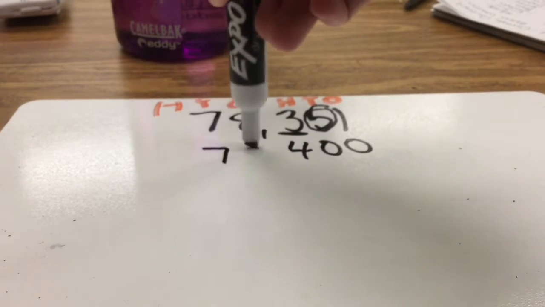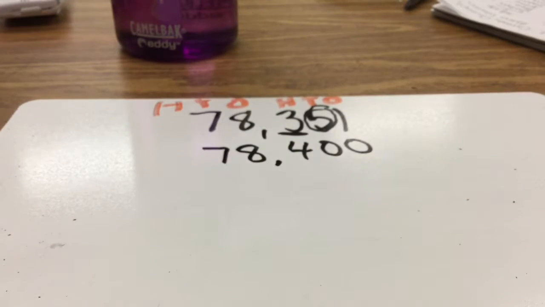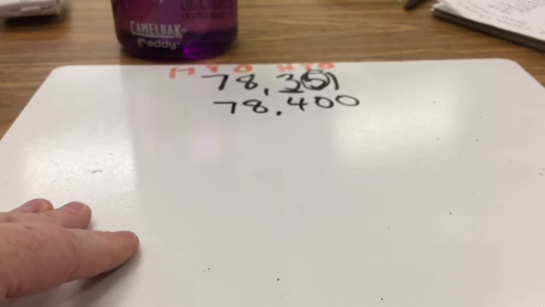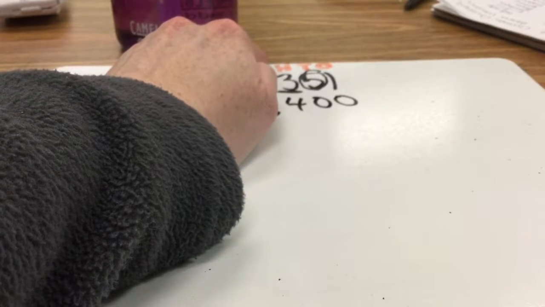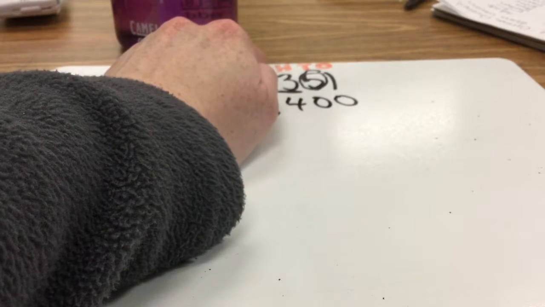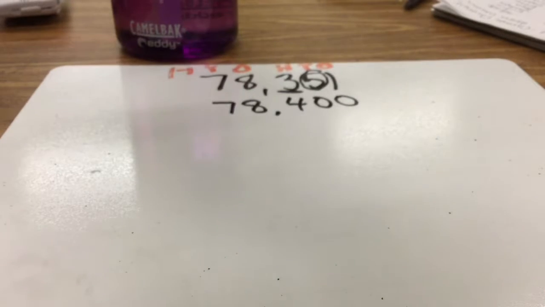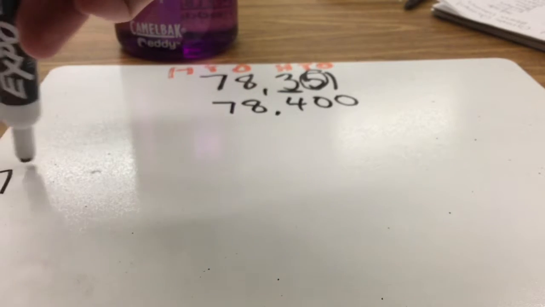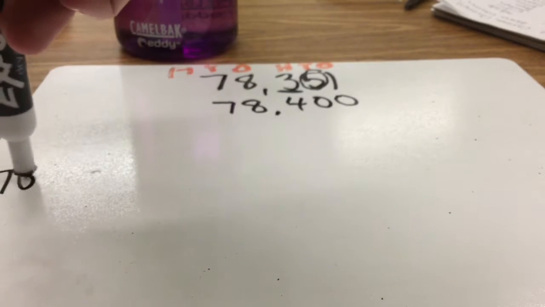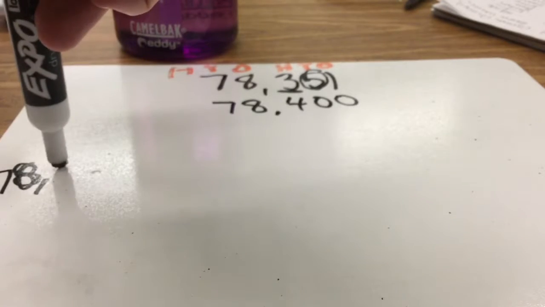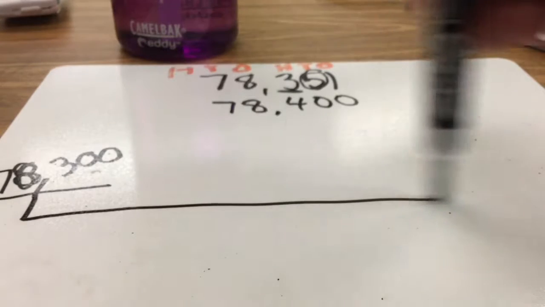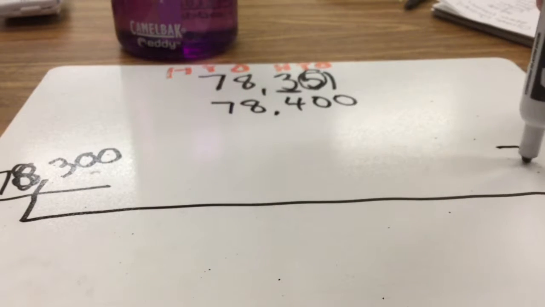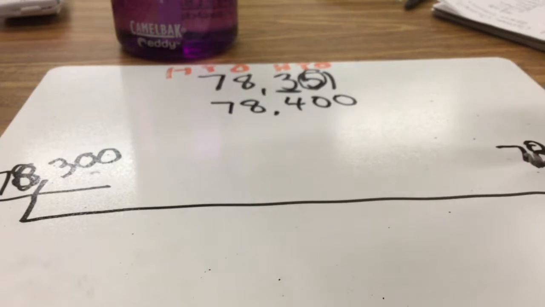But remember, I have to put my 78 back on. Even though that doesn't matter when I'm rounding, I'm really looking at the 351. Is 351 closer to 300 or 400? I still have to put that 78,000 part back on. So if I were doing my number line, I know that my ends are going to be 78,300 and 78,400.